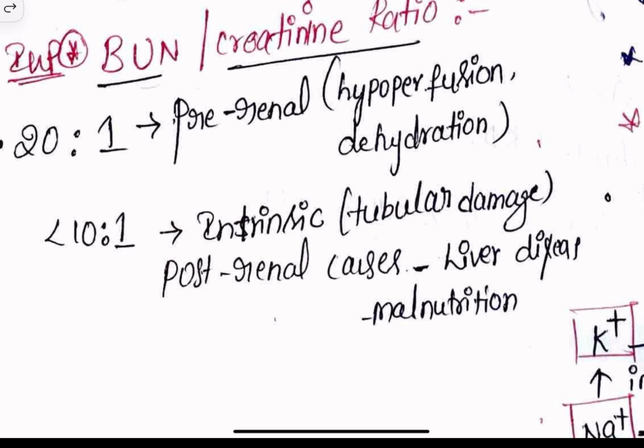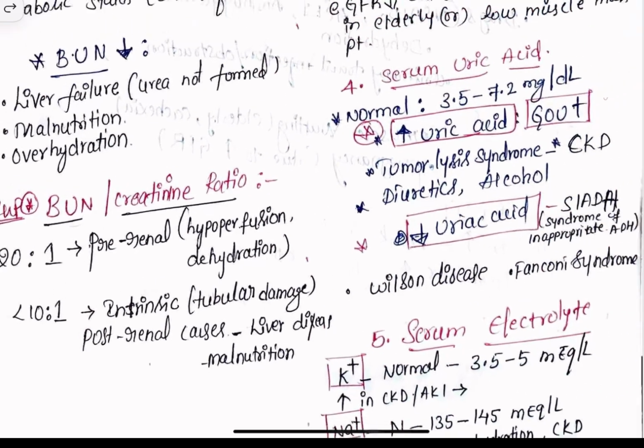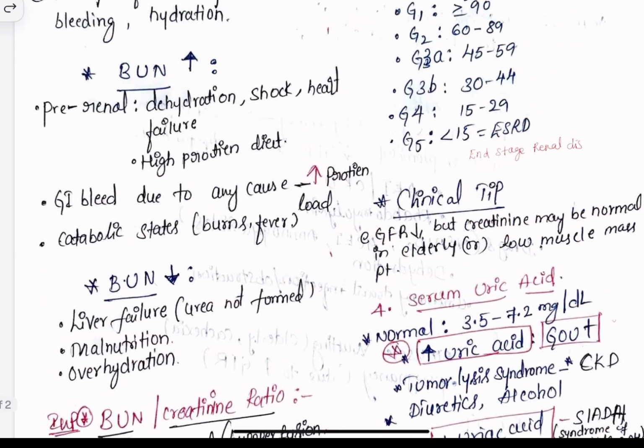So if the ratio is 20:1, there are some pre-renal causes like hypoperfusion and dehydration. What if the BUN creatinine ratio is less than 10:1? It can be assumed to be an intrinsic cause like tubular damage, or other causes like liver disease or malnutrition.